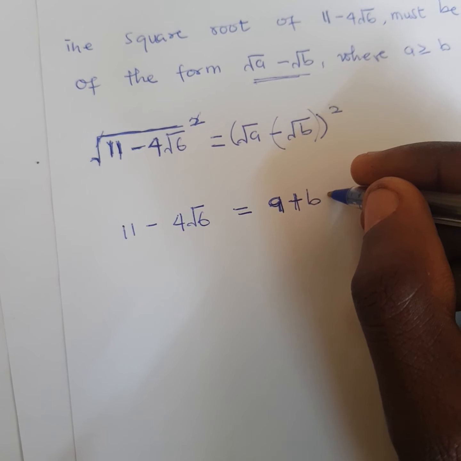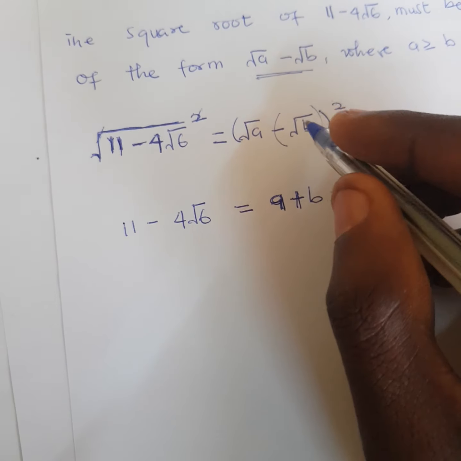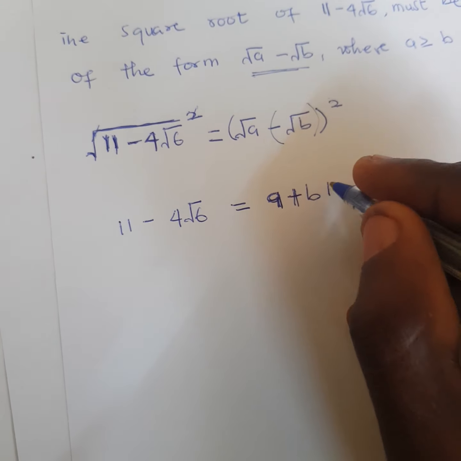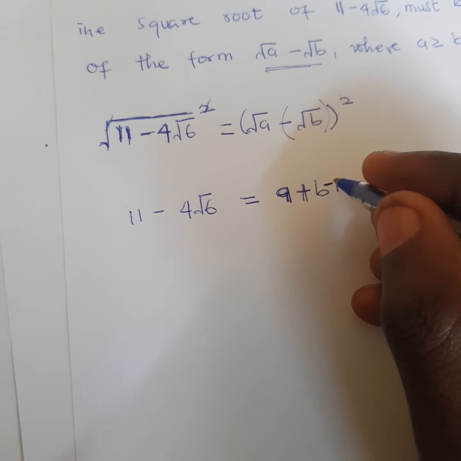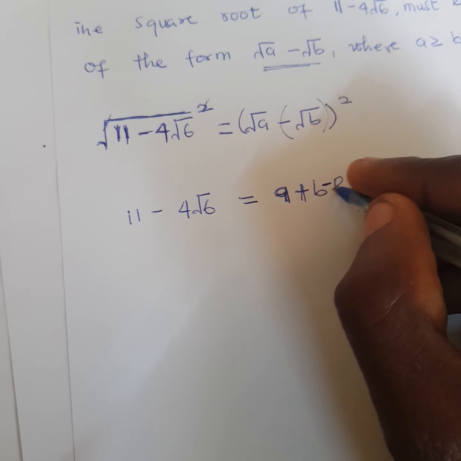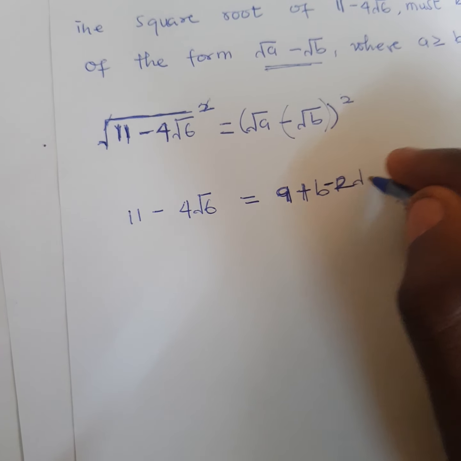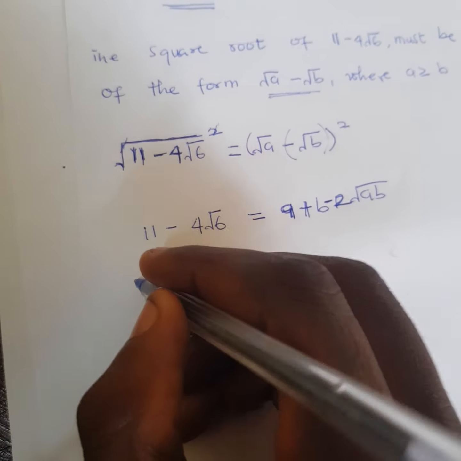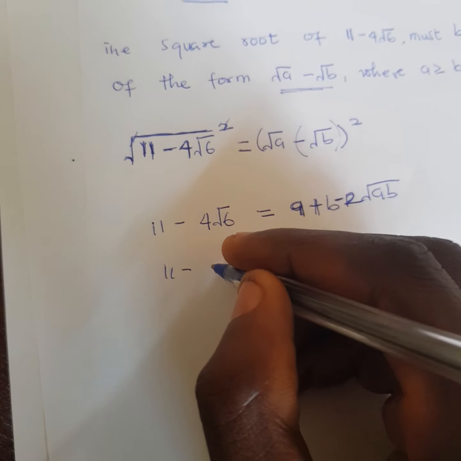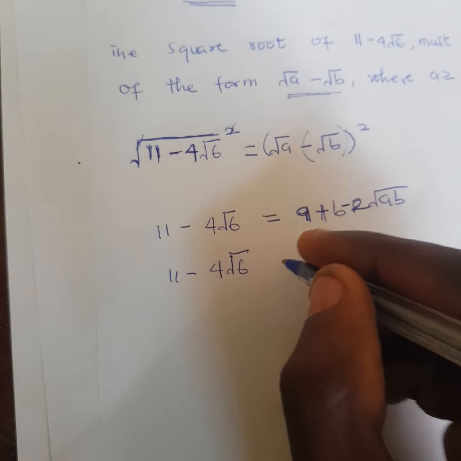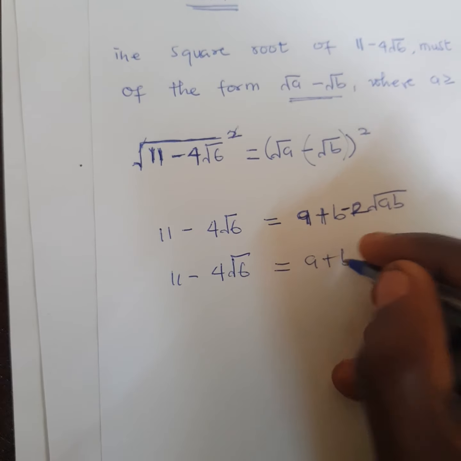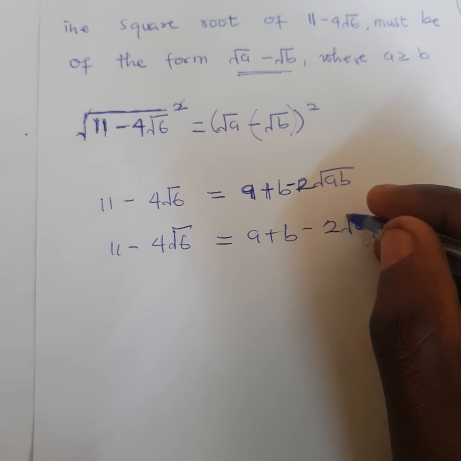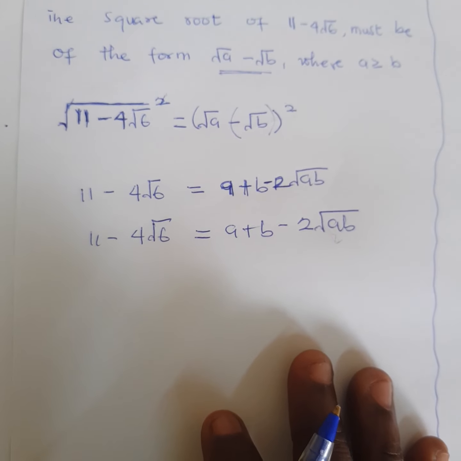And then you take this one, multiply it by this, and multiply it by this. Because it is minus here, it will be minus 2 root ab. So this is what you get. So it is 11 minus 4 root 6 equal to a plus b minus 2 root ab minus 2 root ab.